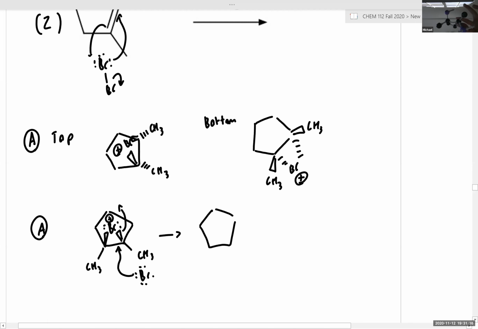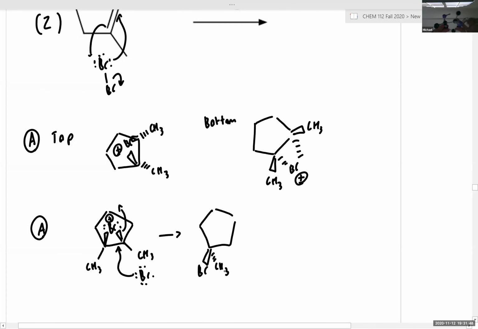Okay, and now my question to all of you is, which species are pointing up in this ring? Looking at the left-hand side, what is pointing up towards us? Bromine. Okay, so on the left-hand side, we're going to draw the bromine pointing up. And as a result, mind you, the methyl is pointing down.